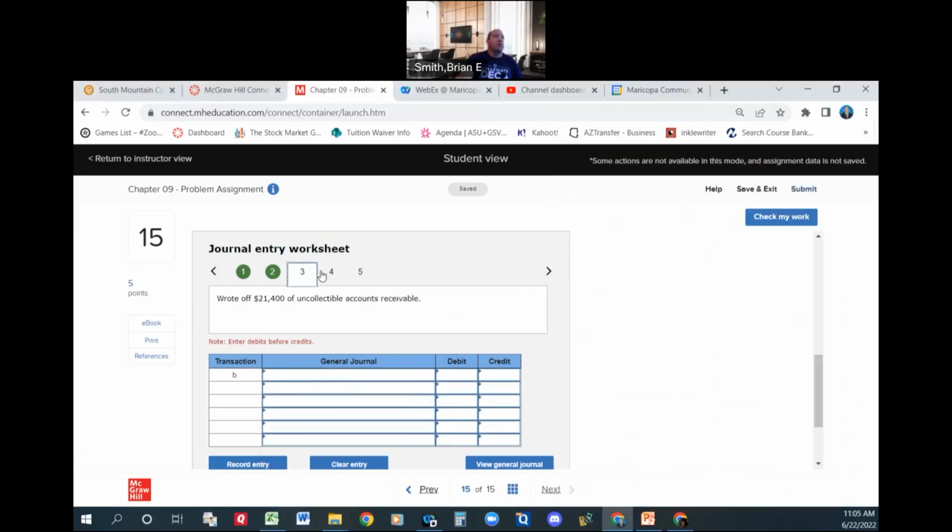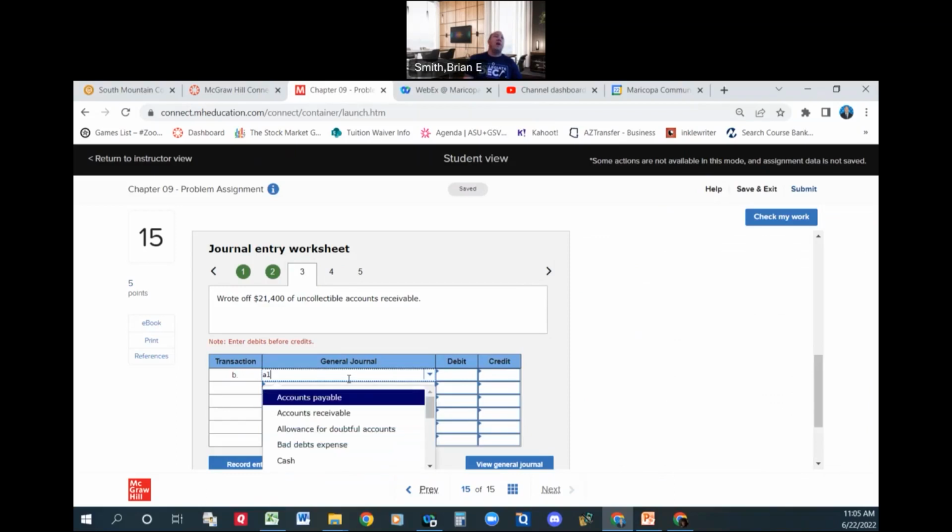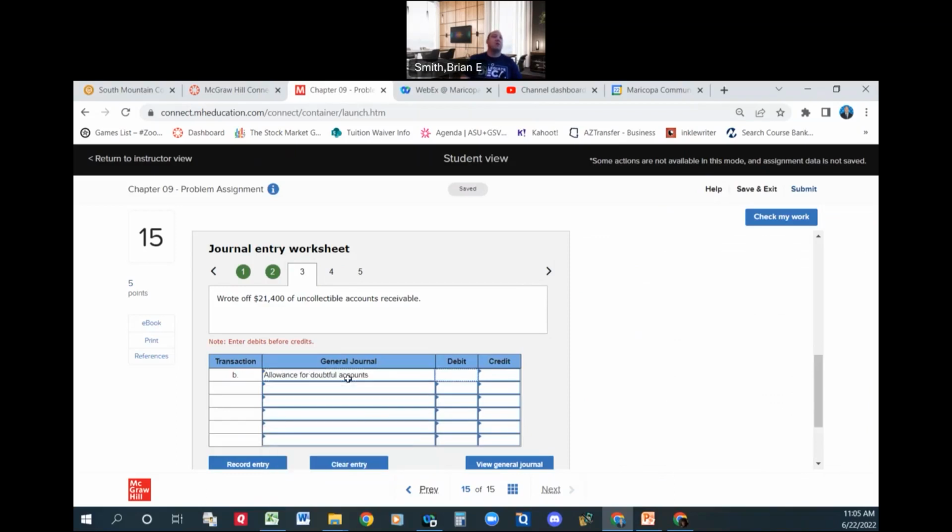Go to problem or question number 3. We wrote off $21,400 of uncollectible accounts receivable. So we're going to debit the allowance for doubtful accounts for $21,400 and then credit the accounts receivable. Okay, we're not funding it right here. We're writing these off. And that's why we're not going to do our bad debt expense, because that's only when we fund our allowance for doubtful accounts.